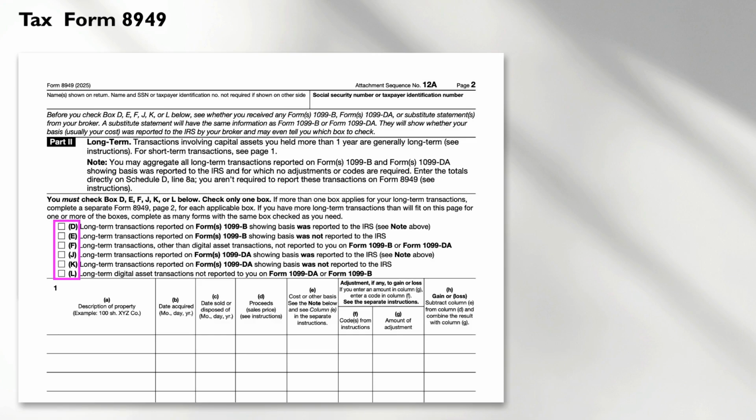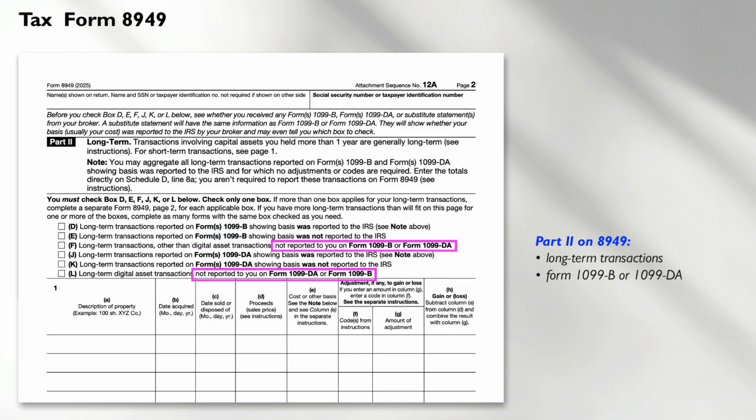The boxes include D, E, F, J, K, and L. These represent long-term transactions reported on Forms 1099-B, Form 1099-DA, or similar transactions not reported on either form. Again, the transactions are divided based on whether cost bases were reported to the IRS or not. For example, Box K represents long-term transactions reported on Form 1099-DA where cost basis was not reported to the IRS.